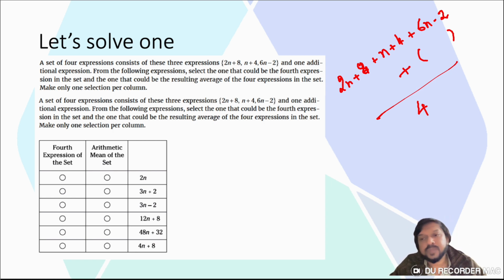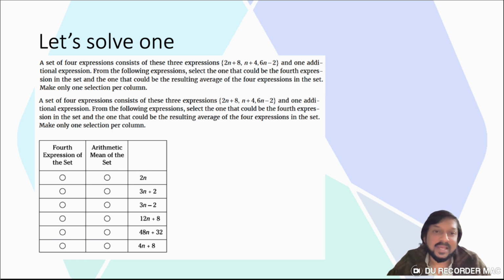Now, once you have understood that, let's understand one thing very simply. Please understand that these expressions have one numerical part and one alphabet part. When you divide by 4 and find out the arithmetic mean, the alphabet part will contribute to the alphabet part in the arithmetic mean, and the numerical part will contribute to the numerical part in the arithmetic mean. Okay. Now, if you just concentrate on the numeric part, that is 8 plus 4, 12, minus 2, we have got 10.